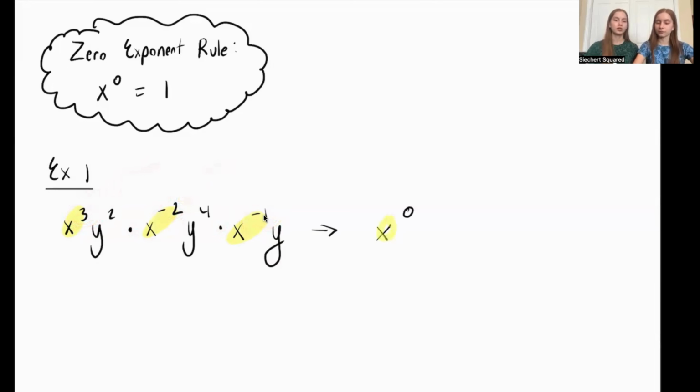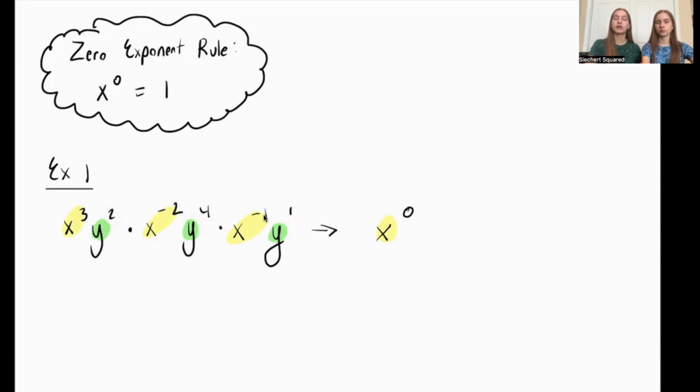But again, just from looking at the problem in the beginning, you wouldn't see it, but it is going to show up later. Now, doing the same thing with our y, looking for those same bases, or in this case, the same variable, I have a y squared, a y to the power of 4, and on the end, I have a y where you don't see an exponent.